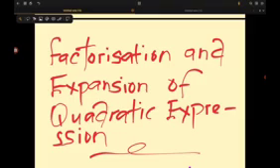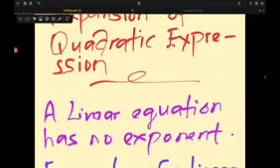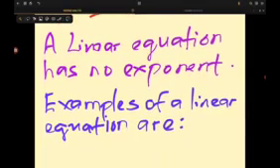So now let's quickly look at the difference. In the last 3 or 4 tutorials I've posted, I created linear equation, and today what we want to do is quadratic expression and equation. But let us try to consider the difference. So what's the difference between a linear equation and a quadratic equation?